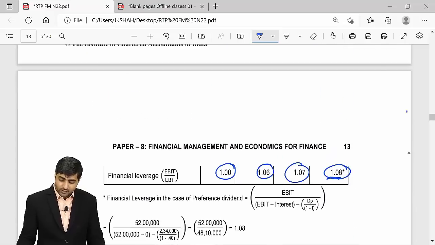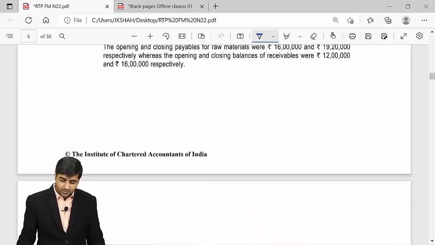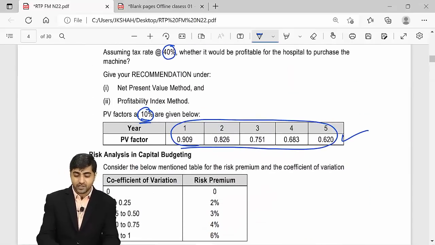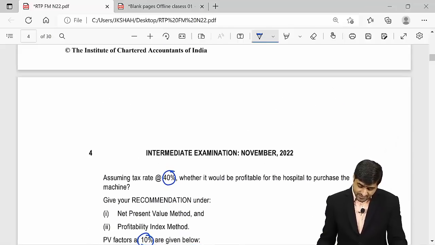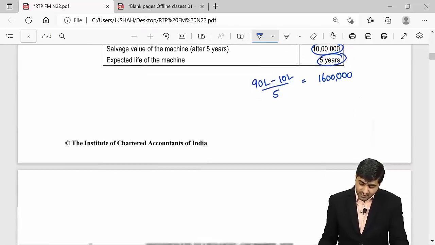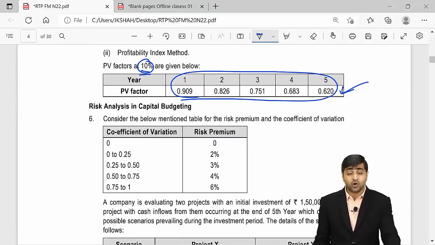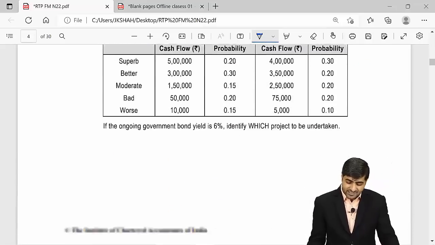You will come to know that the life of the machine is actually 5 years. So if we take the total of all these discounting factors, which is 0.909 plus 0.826 plus 0.751 plus 0.683, you'll be getting this as 3.169. But guys, life of the machine is actually 5 years. So here what you should do is, you should take into consideration the present value of your 5th year as well, which is 0.620. So that will be 3.789.